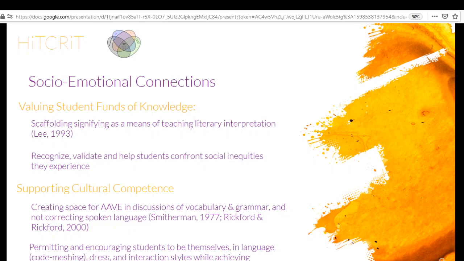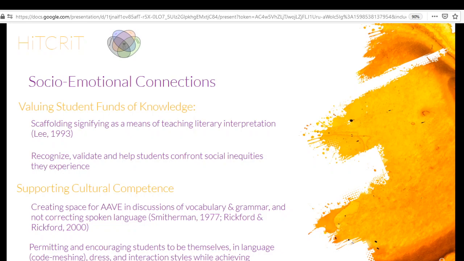Okay, so the next realm from the HiTCRiT that I would like to discuss with you is socio-emotional connections, and this means sort of how do we connect with our students. A lot of times, this is sort of the be all end all when some people think of culturally responsive teaching. Students have to know you care before they care what you know. And that's absolutely true.